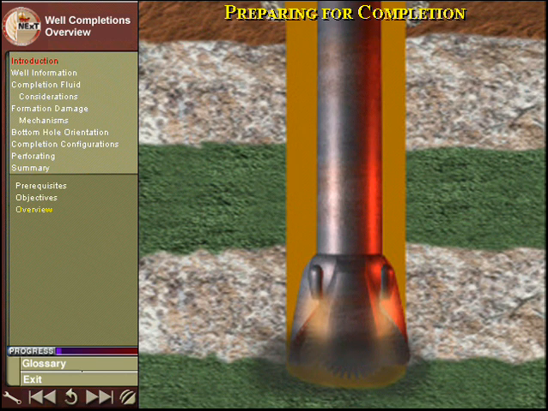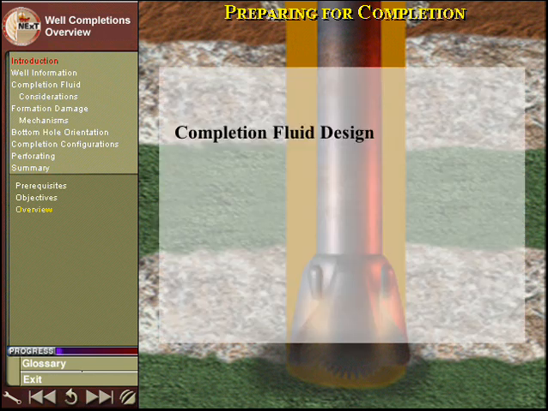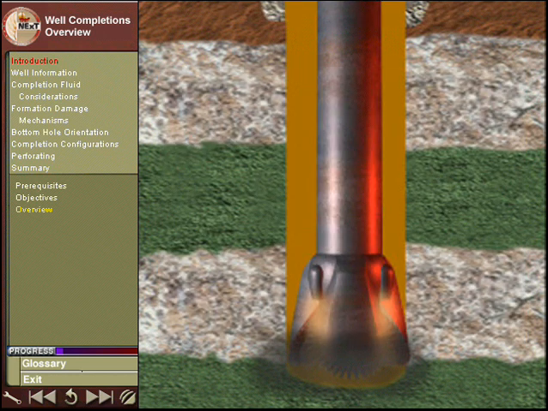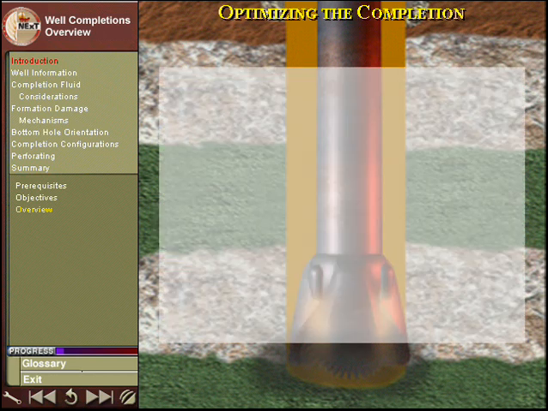When preparing a well for completion, specific operations must be successfully accomplished. To accomplish the necessary operations, the following are required: a properly designed completion fluid, an understanding of fluid properties and formation damage mechanisms, comprehensive consideration of changeover procedures, adequate cement bond integrity. The completion choices may determine the success or failure of a well.